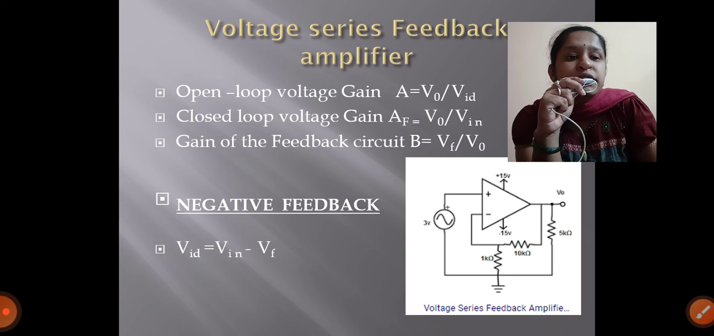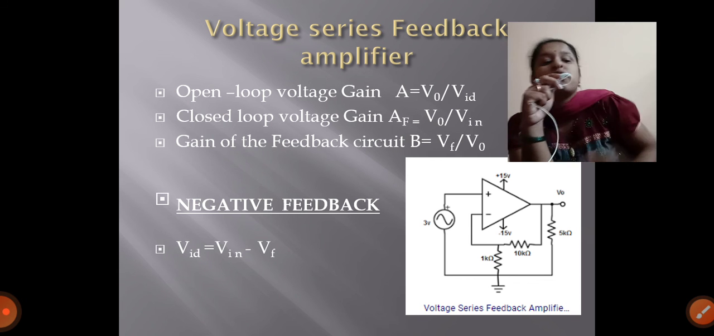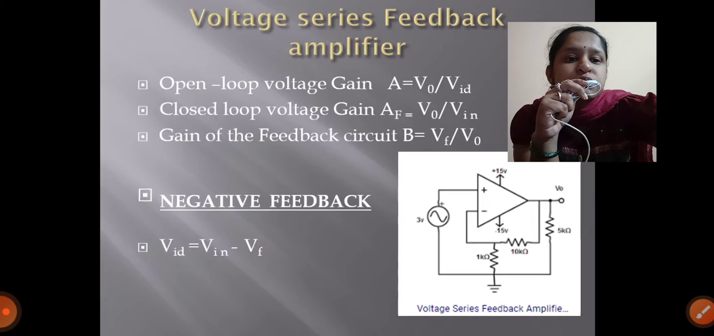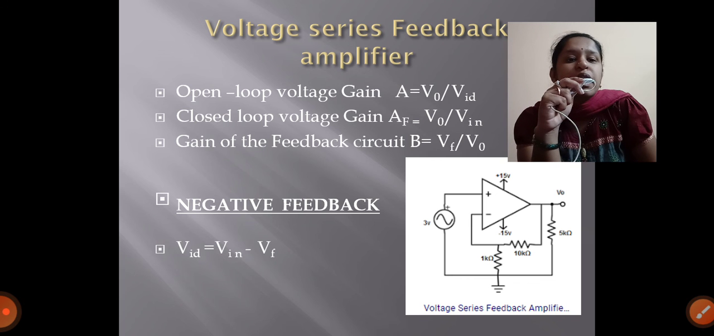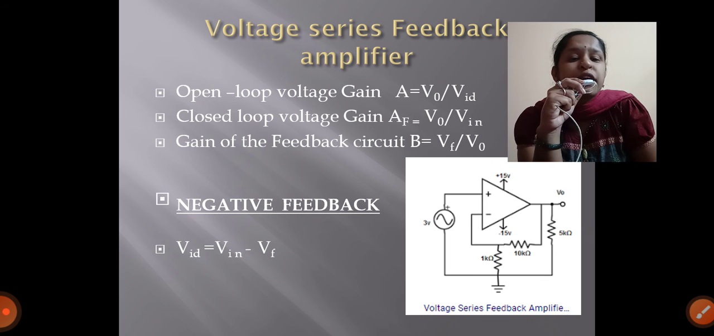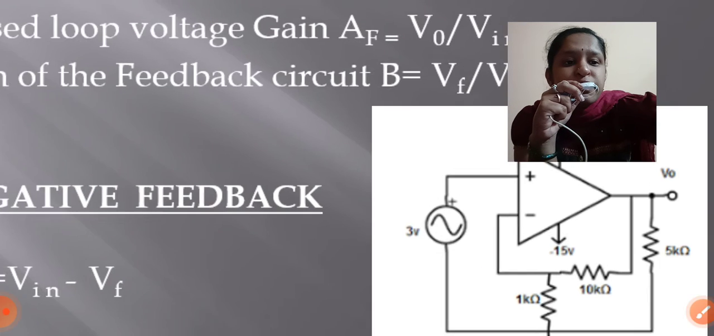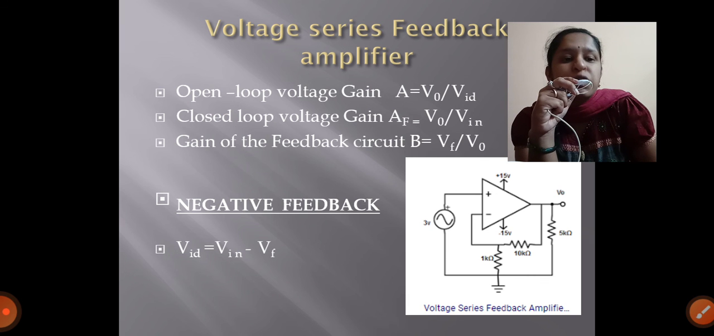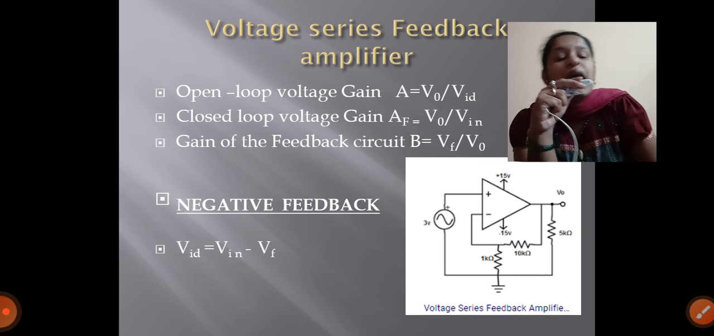Gain of the feedback circuit is Vf divided by V naught. Where is the Vf? Your Vf is here. That is called the feedback voltage, right? And for negative feedback, VID equals V in minus Vf, the feedback voltage. Voltage series feedback amplifier. Inverting terminal or non-inverting terminal, you have to identify it properly.